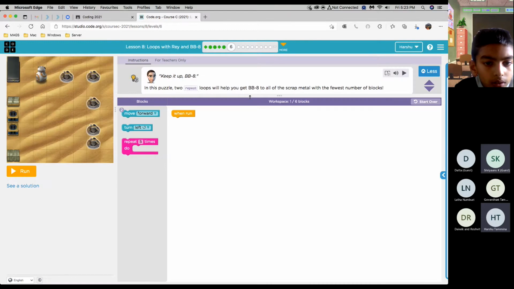So, there's level 6. Keep it up, BB-8. In this puzzle, 2 repeat loops will help you get BB-8 to all of the scrap metal with the fewest number of blocks.